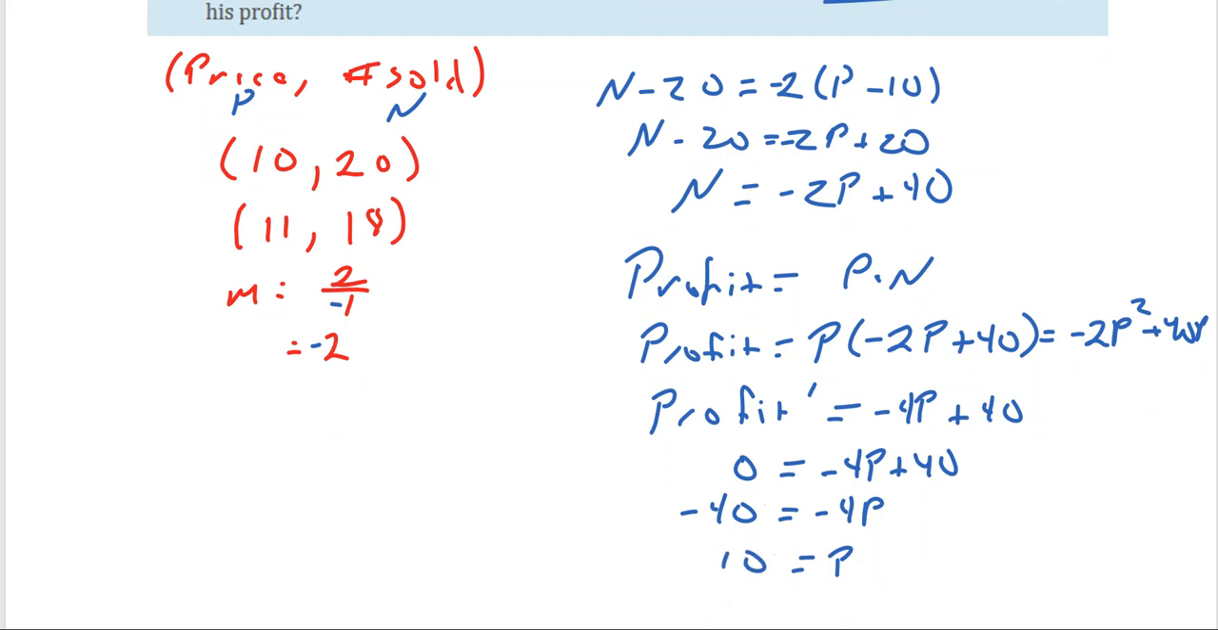So his price should be $10 in order to maximize that profit. And you can actually think about this a little bit if you started playing around with the ordered pairs. If you increase the price by $1 and it decreases by 2, you can think about that going backwards as well. If you started off at $10 and you sold 20, if you went to $9, well, you would sell 22 of those, right? But holy crap, wait a minute, I've screwed something up.